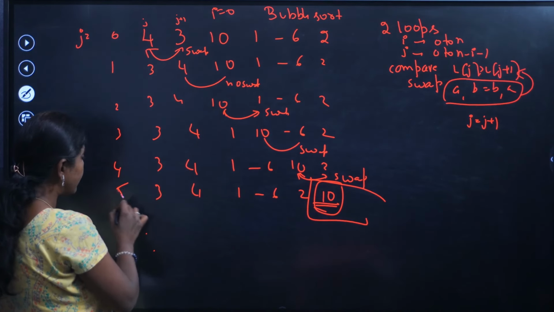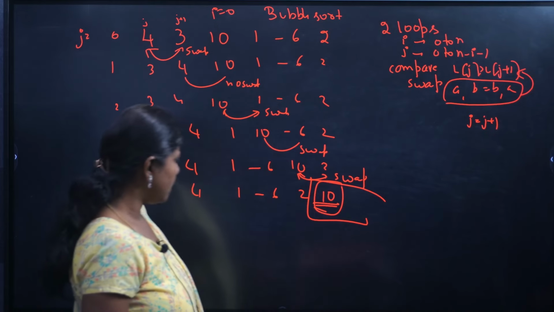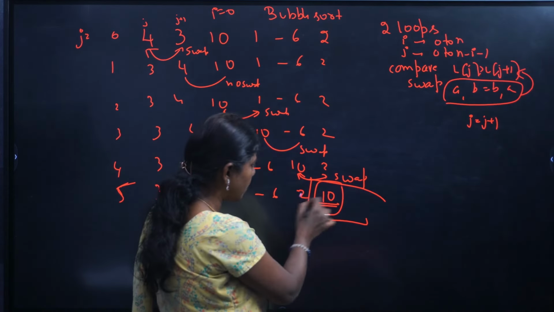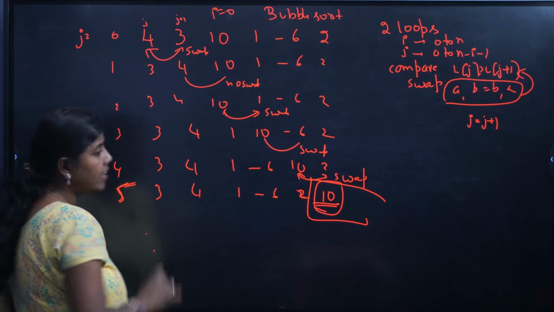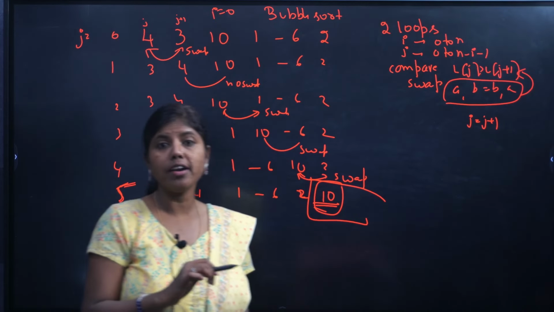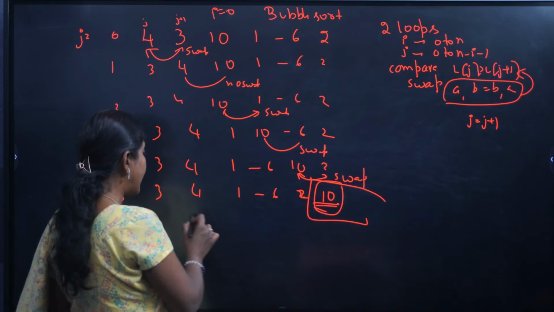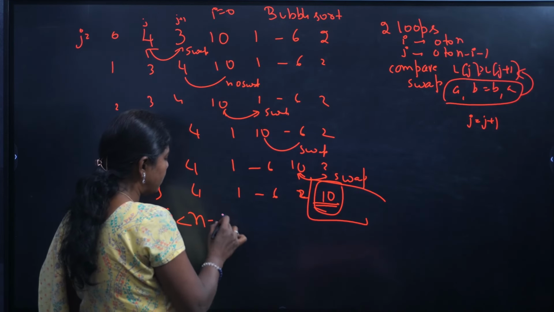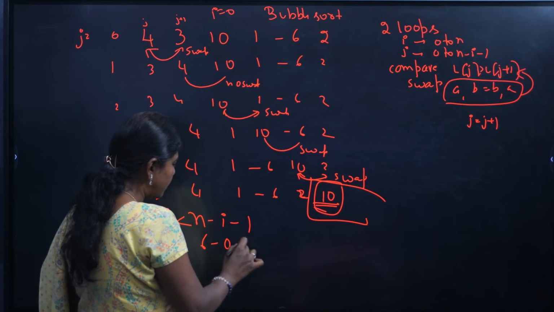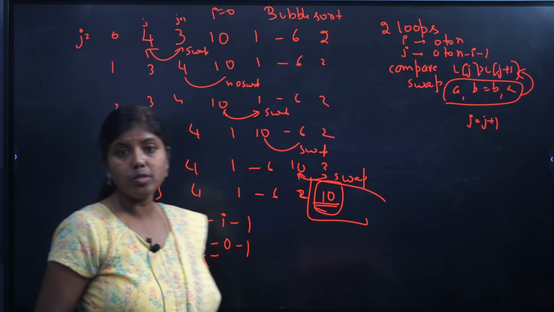So what I was telling you: 10 and 2 are compared, I just swapped 10 and 2, and 10 is at the end. Now this iteration will be 5. Remember that when it becomes 5, you will not be able to compare, because J should be less than n minus I minus 1, that is 6 minus 0 minus 1. That means J should be less than 5. It does not satisfy the condition, so it comes out of the loop.